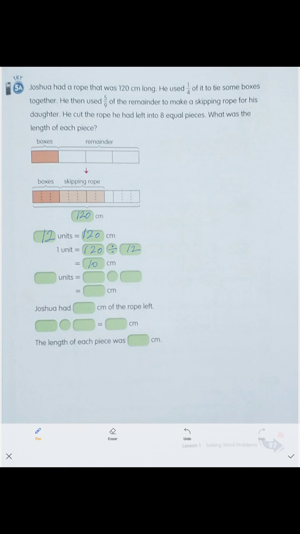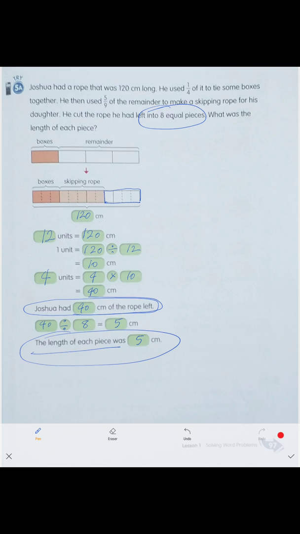Now they're asking you what was the length of the leftover. This is the leftover. 4 units. It's 4 units times 10, which is 40 centimeters. Joshua had 40 centimeters of the rope left, right? What did he do with it? He cut it into 8 equal pieces. 40 divided by 8 equal pieces, 5 centimeters. The length of each piece was 5 centimeters. Easy peasy.